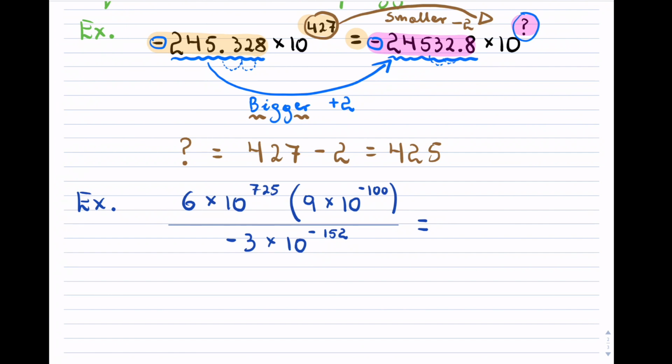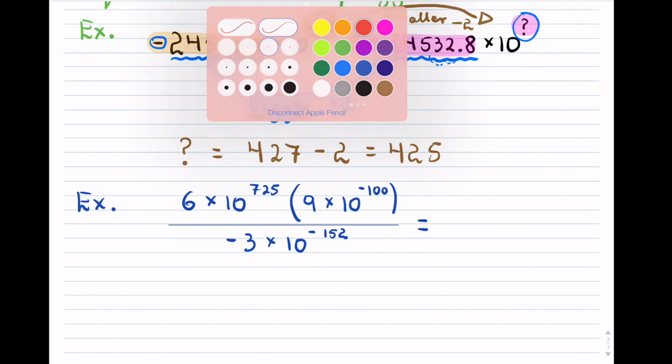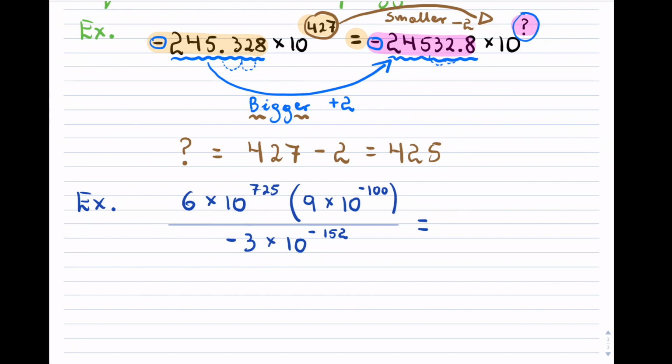Please remember that once you're starting on these questions, once we have a base of 10 and it has an exponent, that helps us a lot, because when we notice this, all we have to do is take our mantissas, in this case, and work with them first. So I will take this 6 and multiply it by 9.